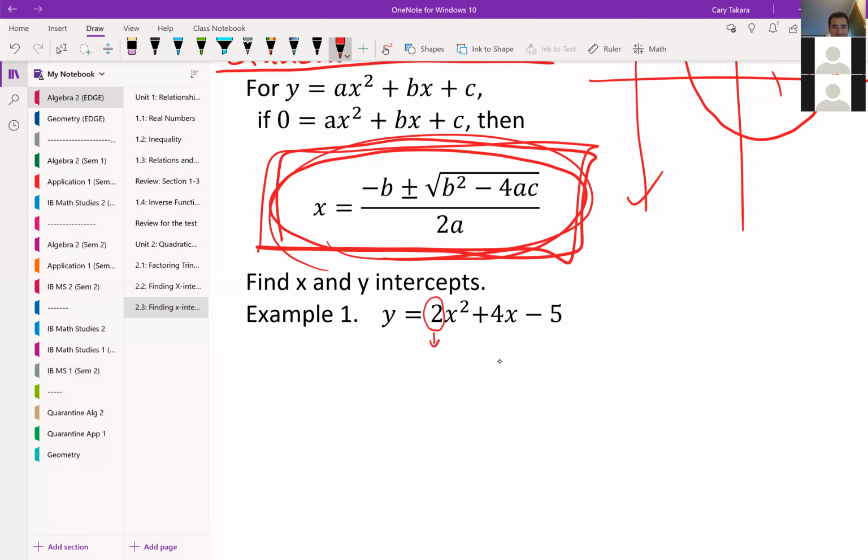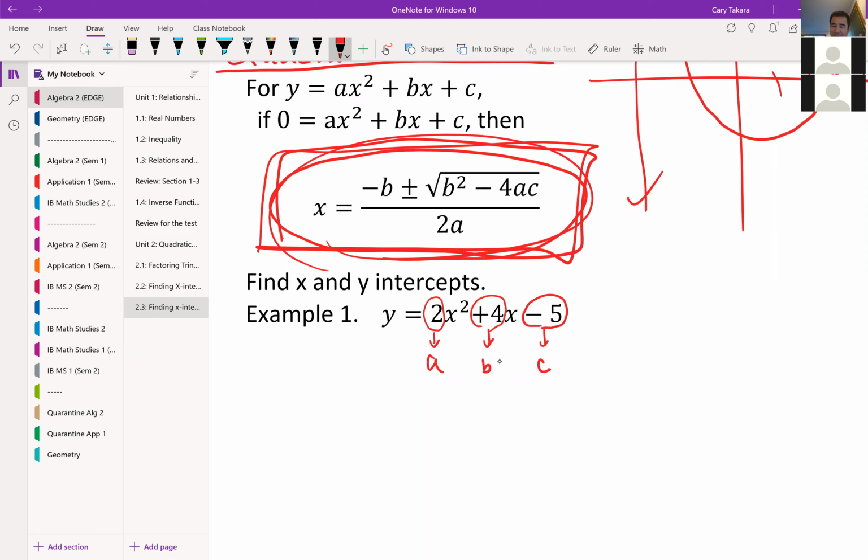So we know that this 2 represents A. Okay, A, B, C are all numbers. So 4, not 4x, but 4, is representing B. And then what's C? C is not 5, but -5. Okay, so A is 2, B is 4, and C is -5.